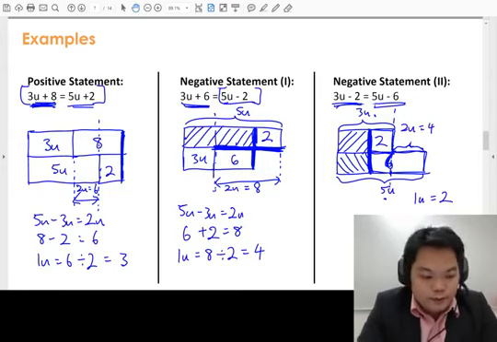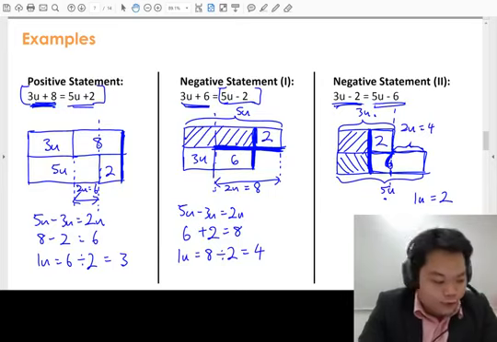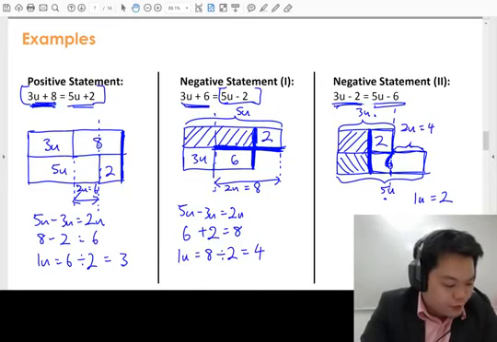Okay? Okay, Safia, which part do you need the clarification on negative statement 1?